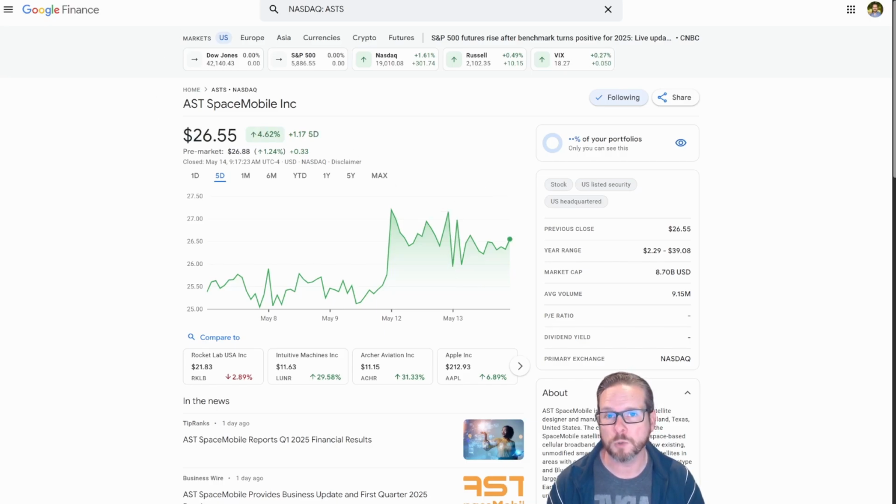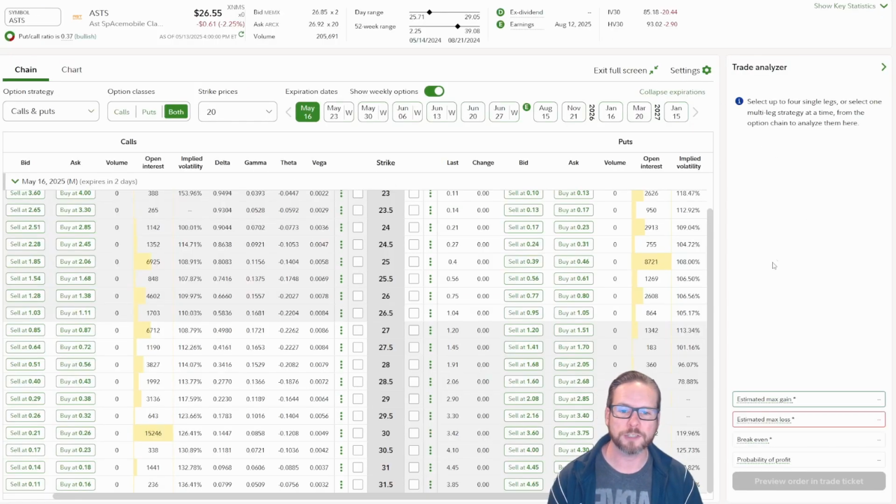And I headed over to the options chain where I started to look at what are my options. This is for ASTS, from the close of yesterday, so it's actually not perfectly accurate yet. We'll get that in about 10 minutes when the market opens. But until then, it's still a good example, and I can tell you what I actually did in a real life situation anyway.